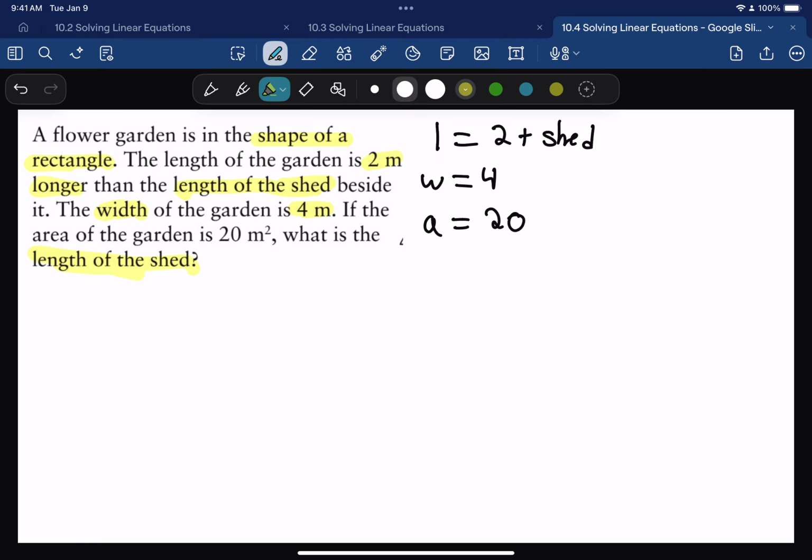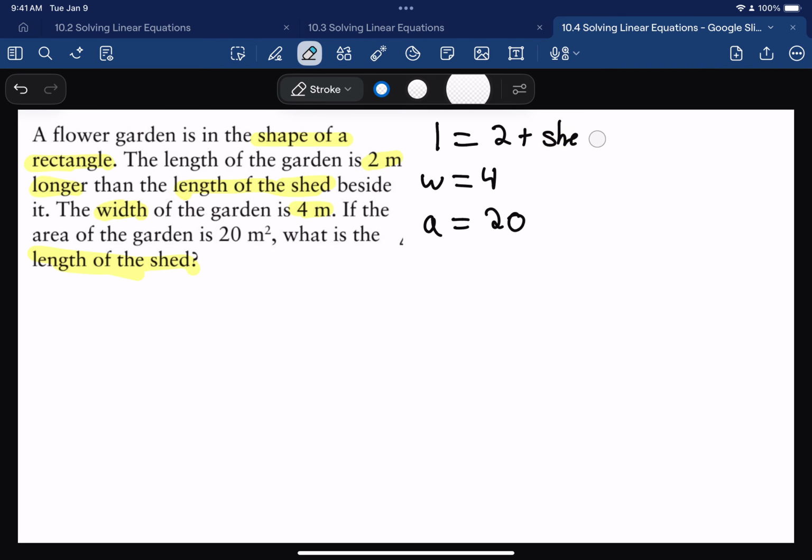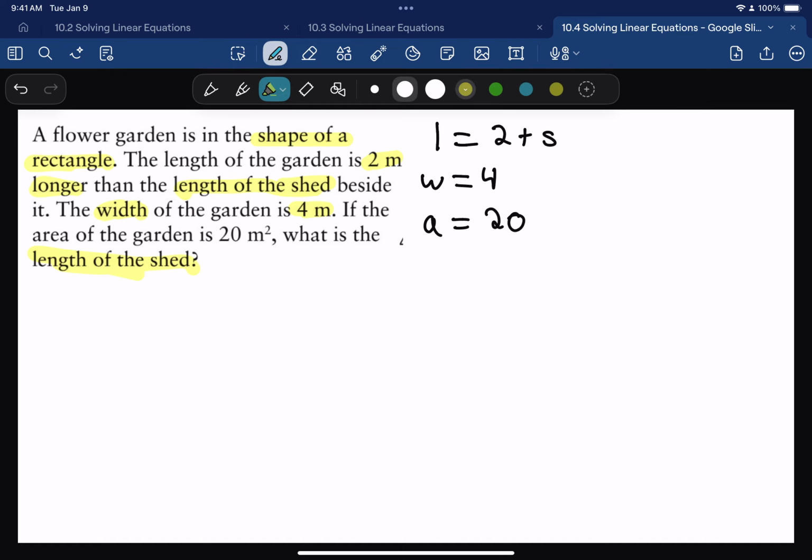So we could assign that a variable. I already wrote shed here. So let's assign that a variable s. So let's say shed is going to be s. So 2 plus s. So length is 2 plus s, width is 4, area is 20.